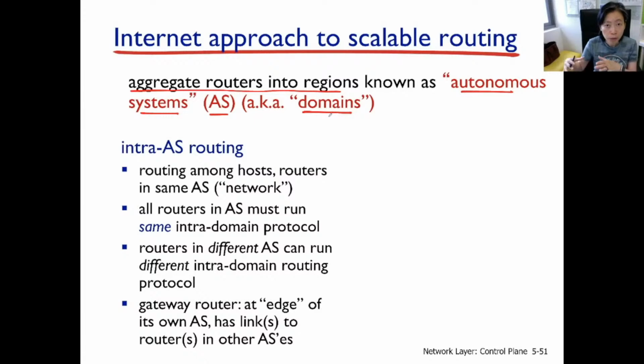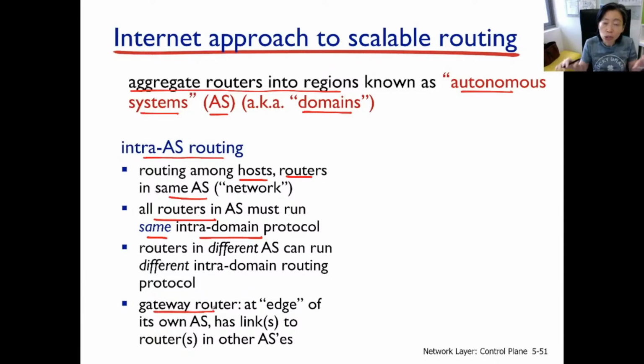The routing protocol within the AS, which the network admin configures on all the routers, is called the intra-AS routing. So you see here, it's the routing protocol running among all the hosts and routers in the same AS. All routers in the same AS will need to run the same intra-AS protocol. Now, routers belonging to different ASs can run different intra-AS protocols. That is an independent, autonomous choice of the network admins individually.